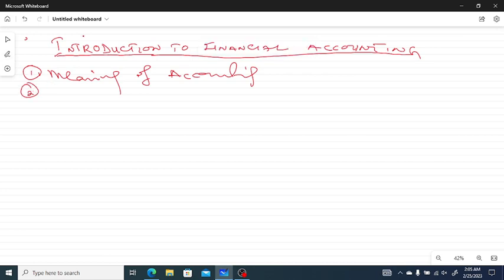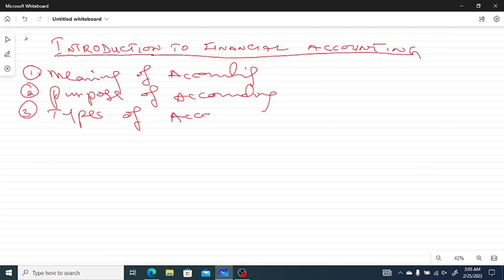2, the purpose of accounting. Number 3, the types of accounting. 4, we shall look at the financial statements. These are the things we are going to look at under introduction to financial accounting, lecture 3.